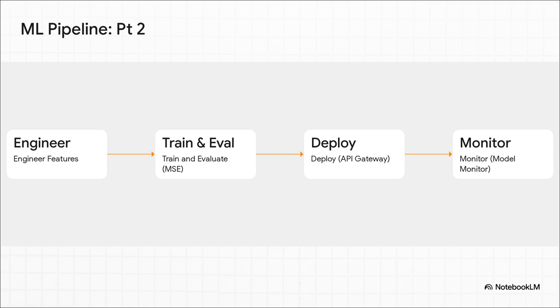So for example, you'd want a really low MSE, or mean squared error, for predictive regression models, just to know your predictions are actually close to reality. Step 7 is deploy, and you're often going to use API Gateway to expose your model there. And finally, Step 8, monitor. This is where SageMaker Model Monitor comes in to watch out for things like data drift, where the input data itself changes, or concept drift, where the actual relationship between your inputs and outputs fundamentally shifts on you.